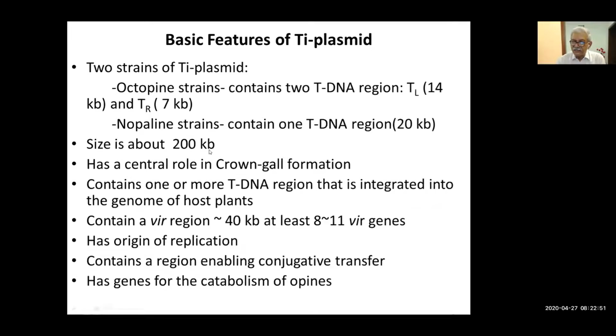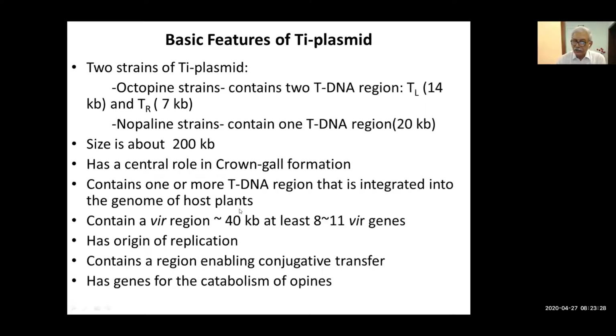And I already mentioned the size is 200 kilobase. And this is the plasmid which is responsible for tumor formation, which is known as crown gall formation. It contains one or more tDNA regions depending on the bacterial strain, which are integrated in the genome of plants. Whether both tDNAs are produced, they go to the genome. If you're using nopaline strain, it produces one tDNA, which gets incorporated into the genome.